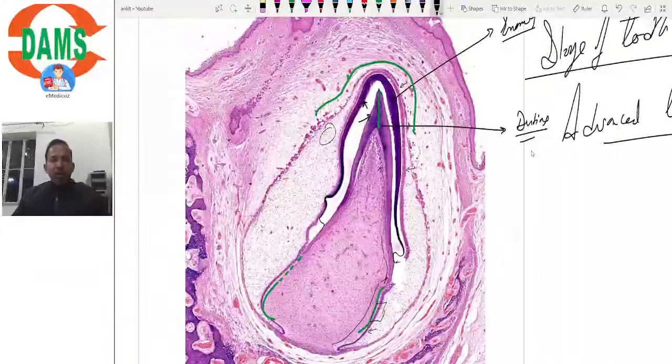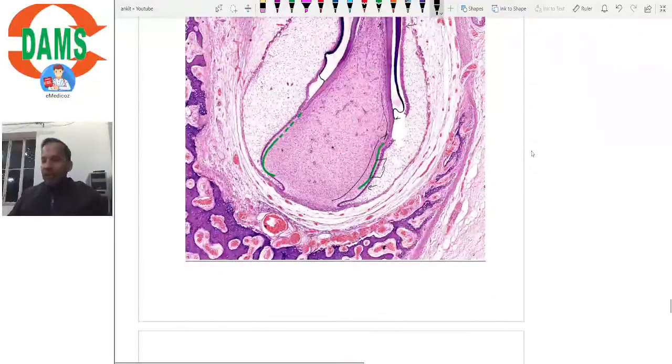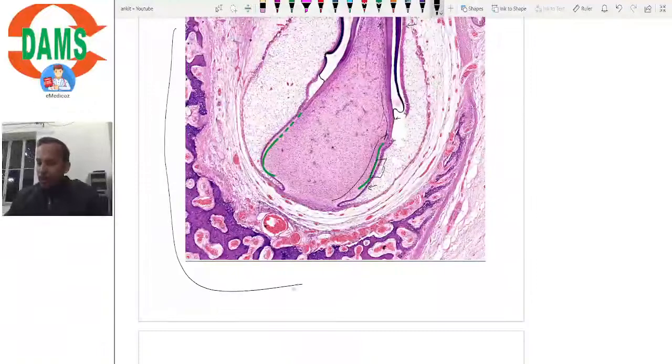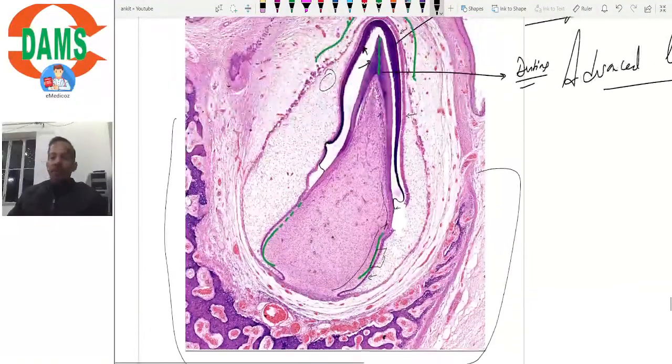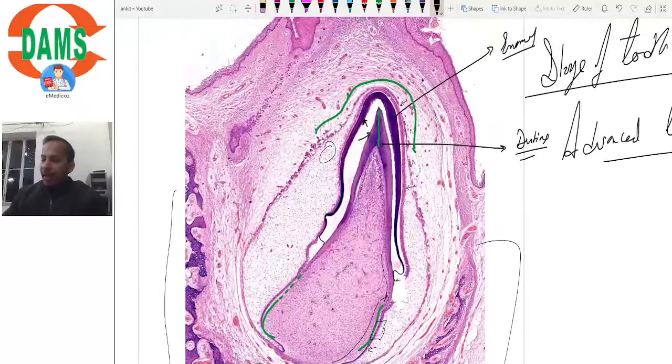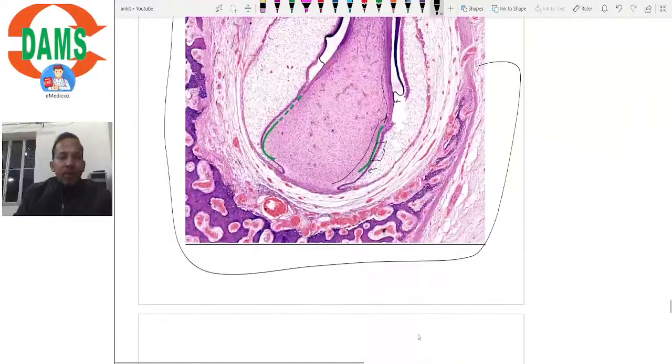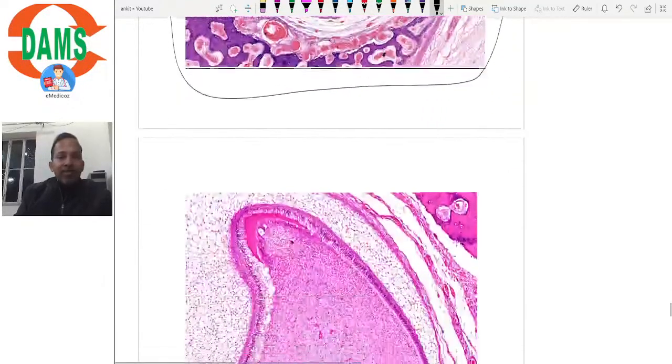And the bone that is seen at the base is forming the crypt of this tooth, where the tooth is developing. So this is the tooth germ, and this soft tissue surrounding the tooth germ, which appears like a swelling of collagen fibers, is the dental sac. I hope it is easy to identify.